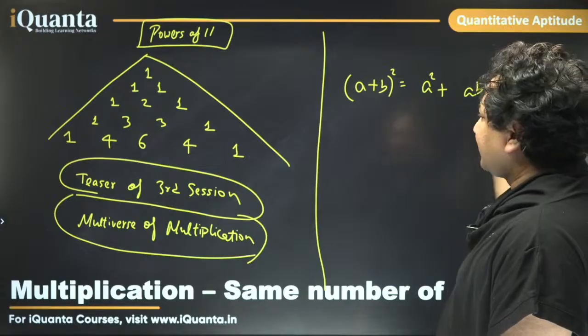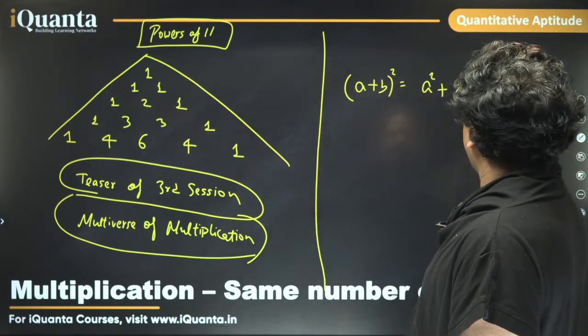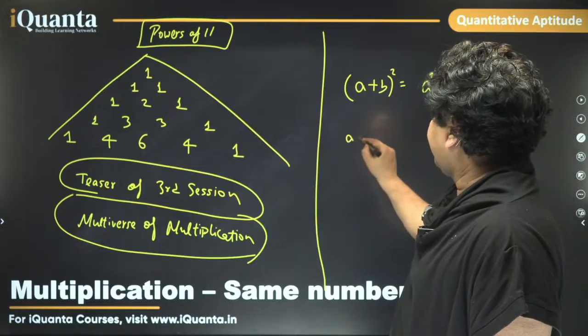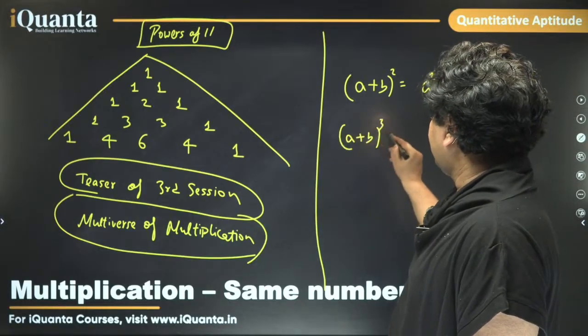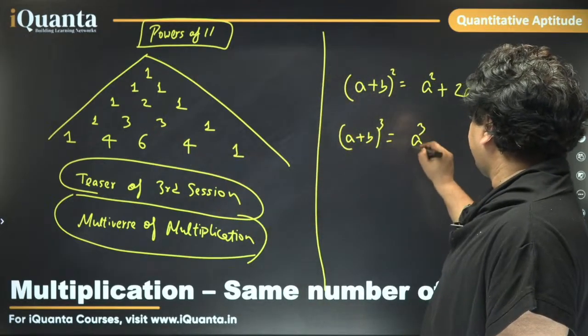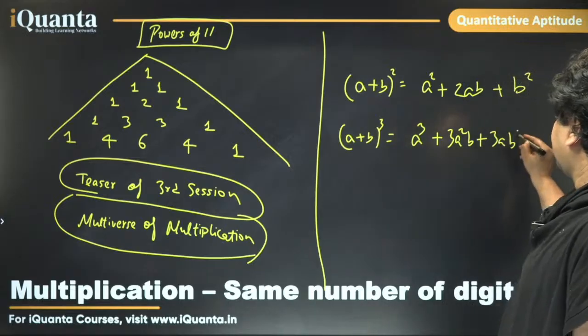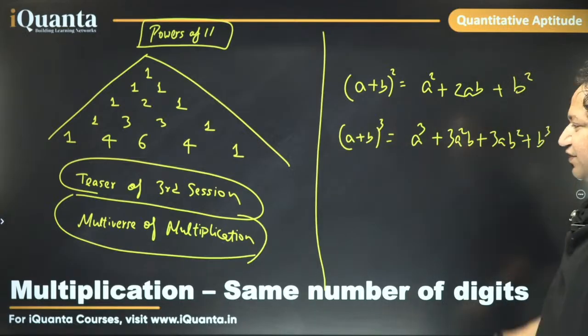If you look at this square, the coefficients are 1, 2, 1, and we got the formula. We want the formula for (A plus B) whole cube. Coefficients are 1, 3, 3, 1. So we have 1 A cube, plus 3 A square B, plus 3 A B square, plus B cube. See, 1, 3, 3, 1.